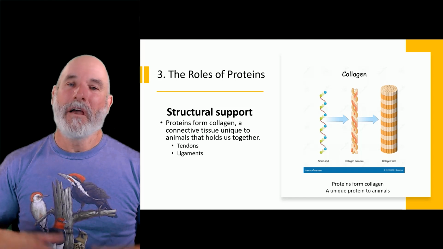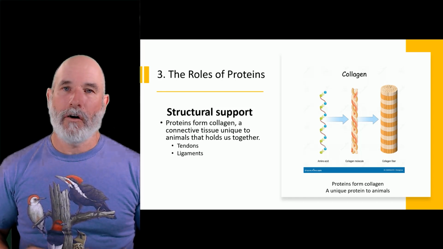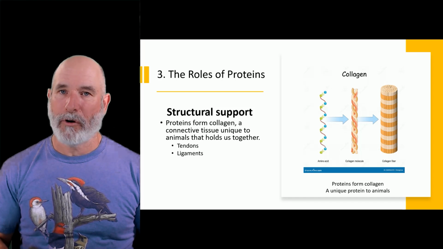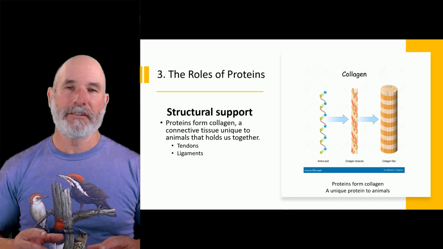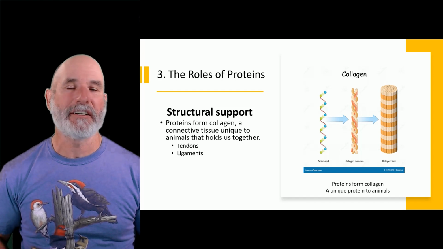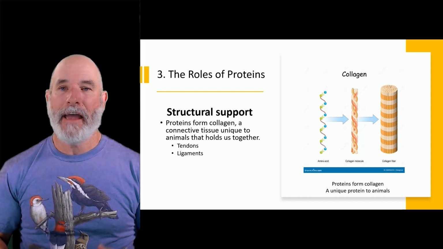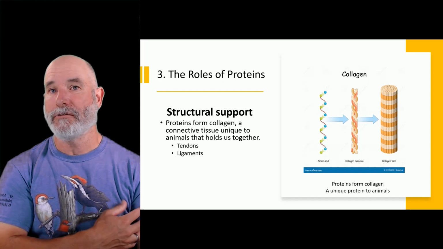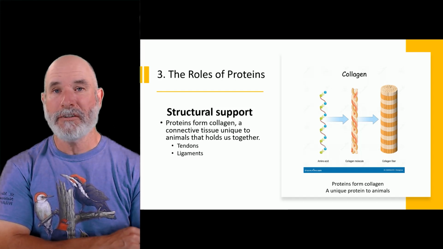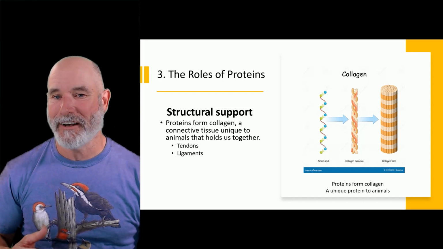All right. Proteins are also used for structural support. So as an animal, we make a protein called collagen, which is built outside of our cells. And collagen basically holds animals together. So your skin, that's being held together by collagen. And then your muscles are attached to your bones by tendons. And your bones are connected to each other with ligaments.